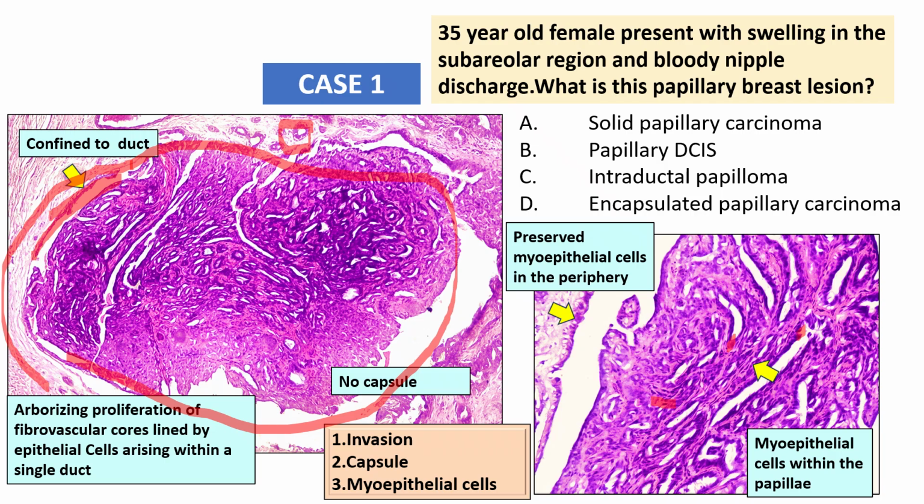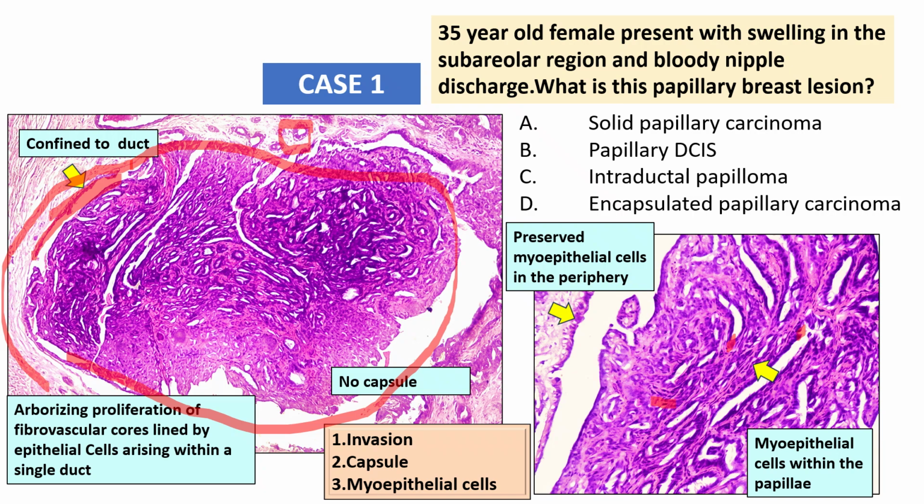Solid papillary carcinoma will have solid sheets. Here papillary architecture is seen. And solid papillary carcinoma is invasive. In situ can also be there, but when it is not given as DCIS, it means that it is invasive solid papillary carcinoma. And why is it not papillary DCIS?